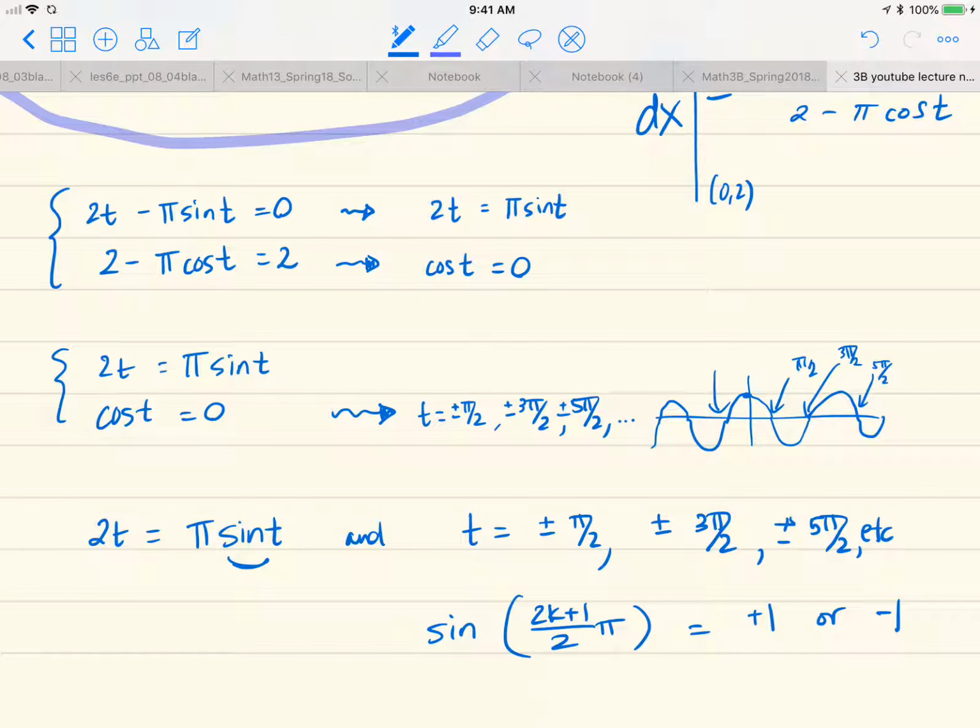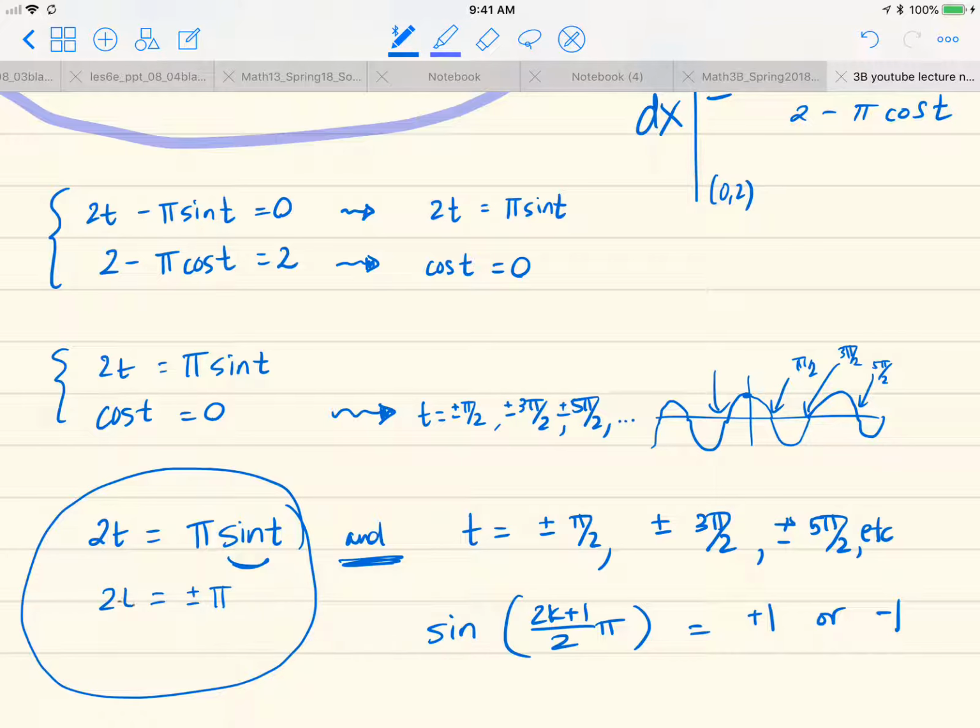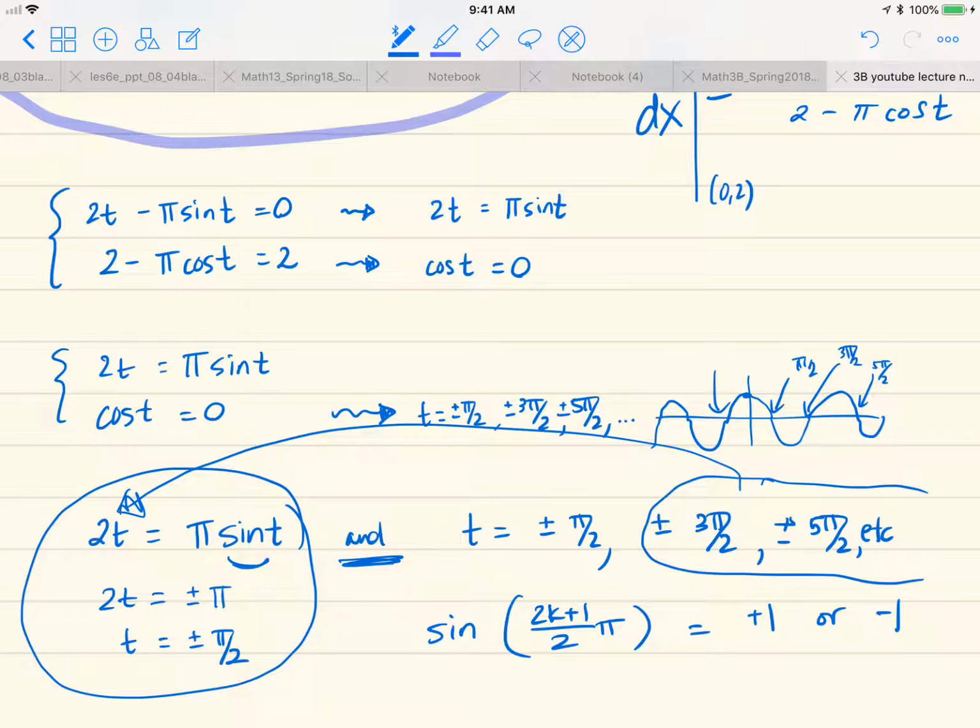So 2t equals pi sine t, and for these values of t to be satisfied, we're looking at plus or minus pi being equal to 2t, which means t must be plus or minus pi over 2. Another way to think about this is that if you take any of these larger values of t and plug them into the left-hand side, 2 times t is going to be bigger than pi, because sine of t is always going to be between 1 and negative 1.